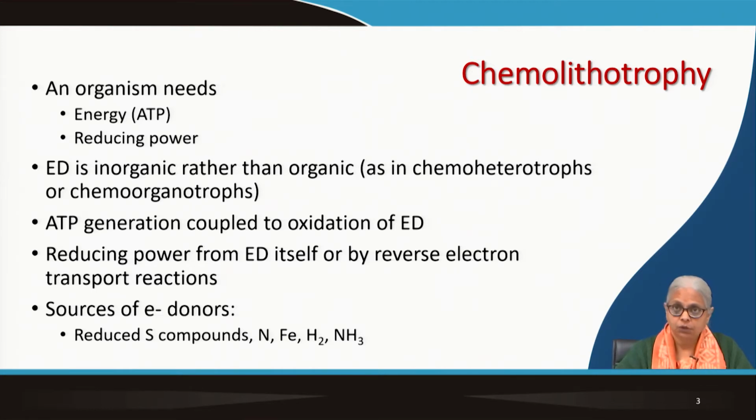What are the different sources of electron donors that are available? You can have any number of reduced sulfur compounds. Remember that sulfur can exist in several different oxidation states. Only sulfate is the most oxidized form. So below that you have thiosulfate, you have elemental sulfur, you have sulfide. All these are reduced sulfur compounds. Similarly, you have reduced nitrogen compounds, ferrous, hydrogen, and ammonia. These are all reduced forms of inorganic compounds. Any of them can serve as electron donors, and in the process they will get oxidized.